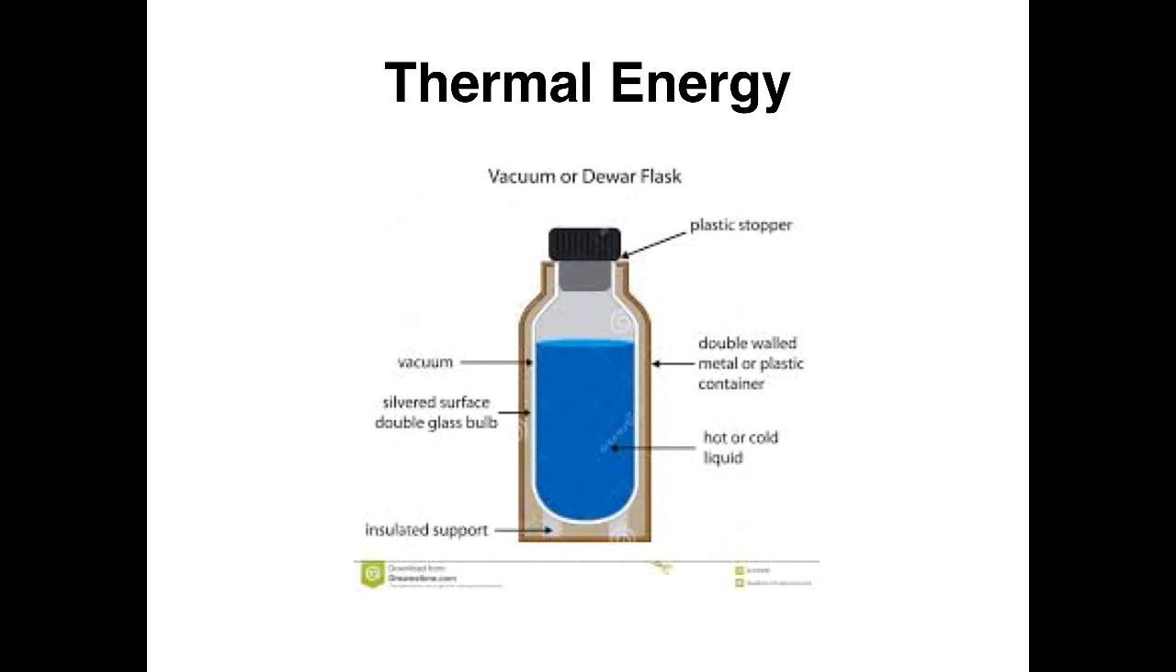Then you see that there's a space between the inner bottle and the outer bottle. This space is evacuated. The space prevents contact, so there is no conduction, and the space also has a vacuum which prevents convection by eliminating the medium. So all three of these are taken into account in the creation of this Dewar flask.